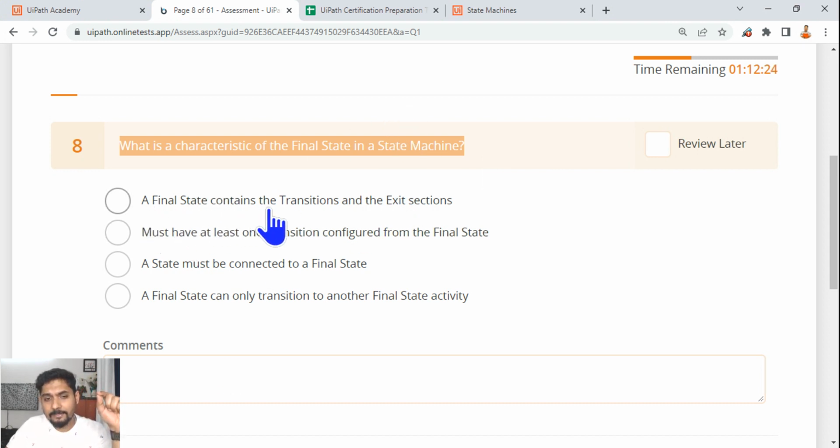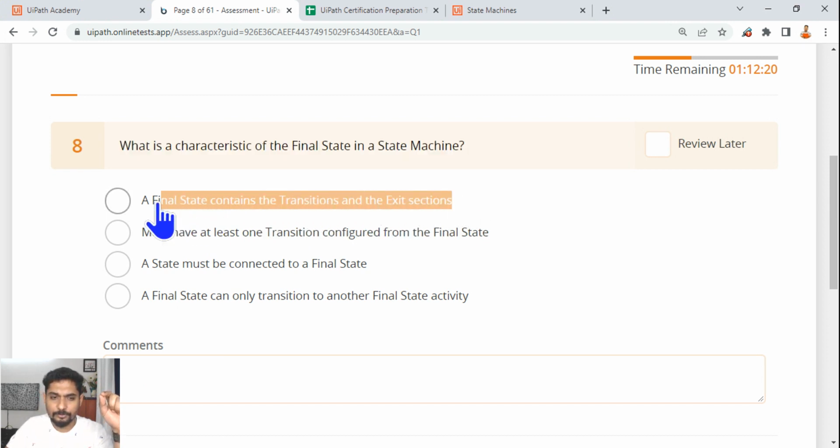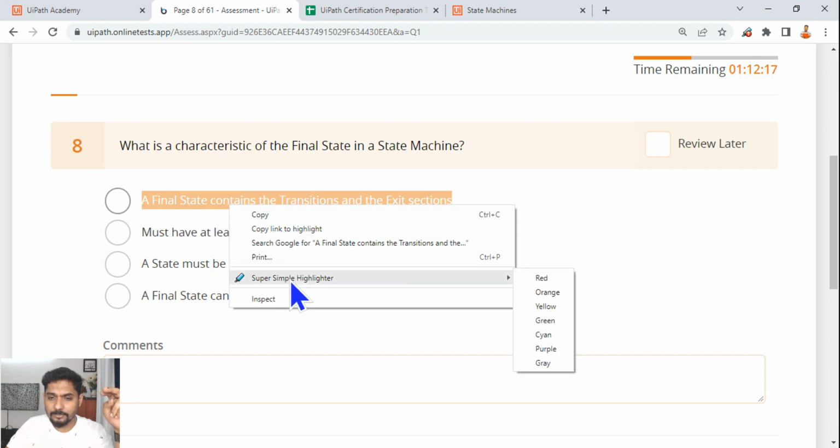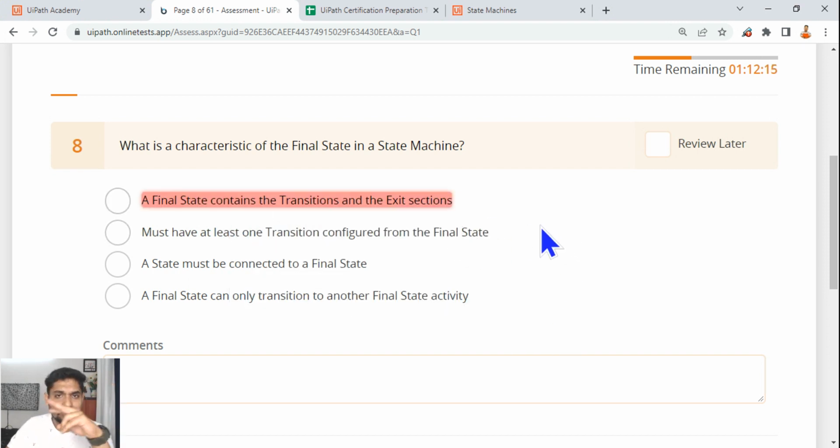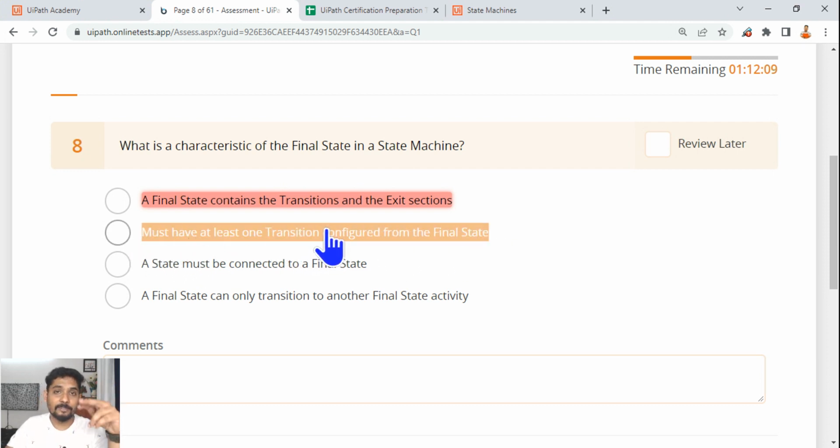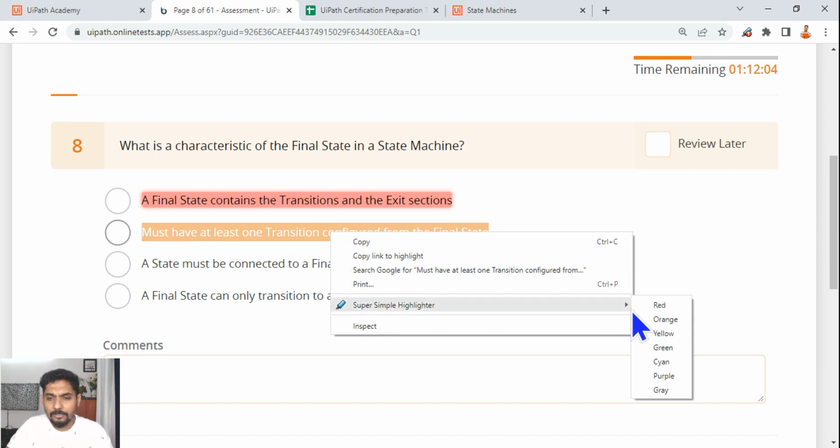A final state contains the transition and exit section. No, this is wrong. So you should be able to remove the wrongs. In such kind of questions, it will be confusing, so first, remove the wrongs. Must have at least one transition configured from the final state. From the final state? Final state is final state. Why should you start from it, right? So this is also wrong.